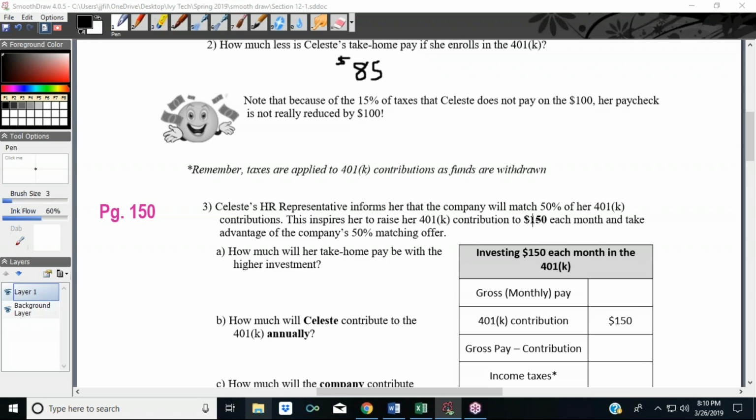On page 150, we're going to take this and do a little more work with it. So now we're going to take Celeste and note that her human resource representative informs her that the company will match 50% of her 401k contributions. This inspires her to raise her 401k contribution to $150 each month and take advantage of the company's 50% matching offer. So let's go through these questions.